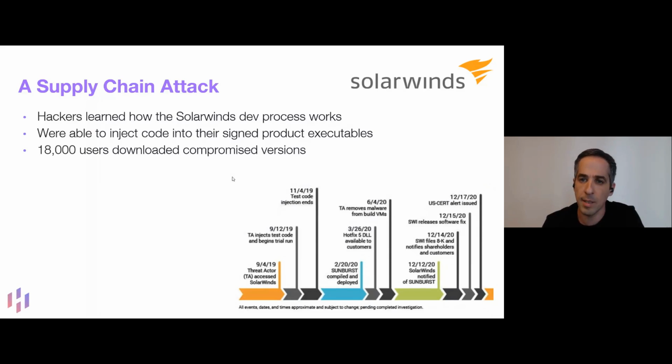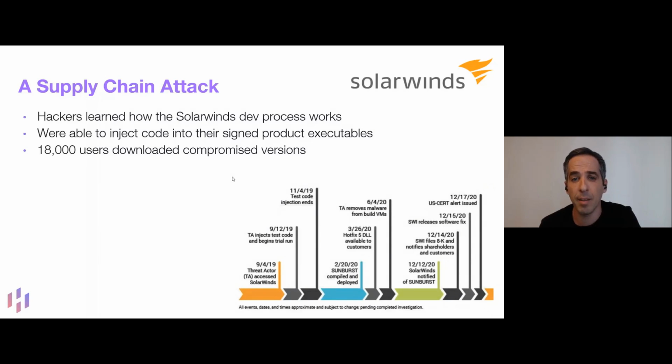SolarWinds creates IT monitoring software and other products. Basically, once they were inside SolarWinds, and they probably breached SolarWinds through the endpoint, which is how most breaches happen today, they were able to observe how the dev process works. I don't know the details of how they got into which devices, but they were surely on some of the developer devices, seeing how they commit code, how the build system works.